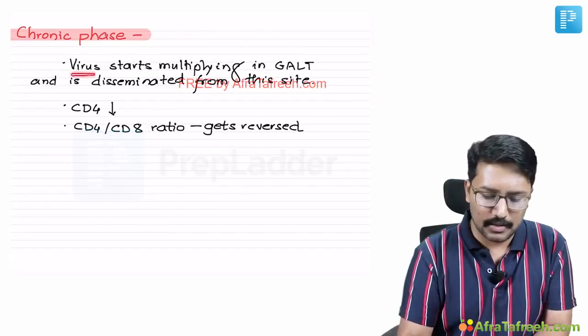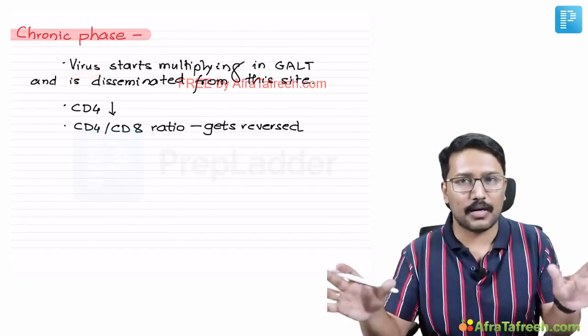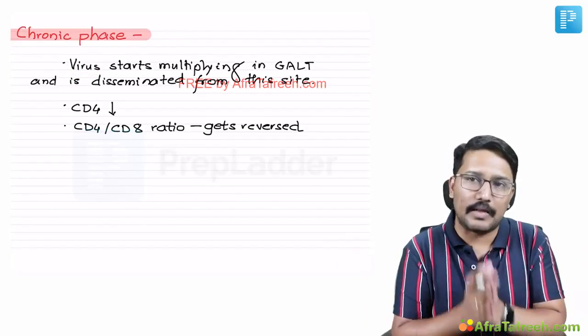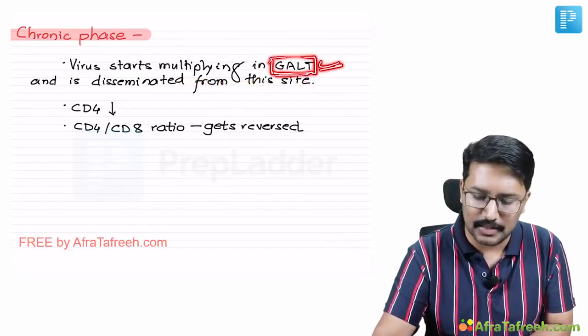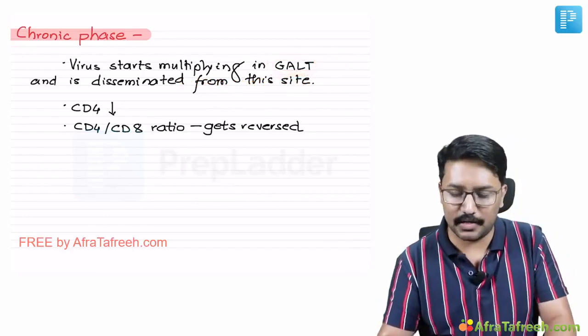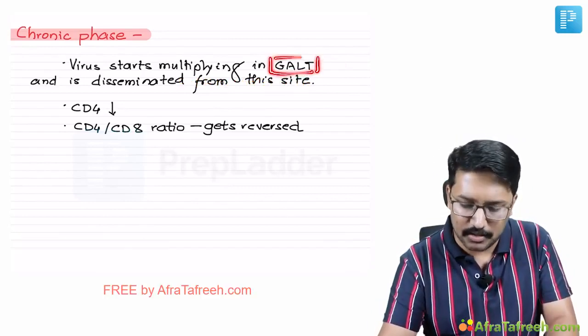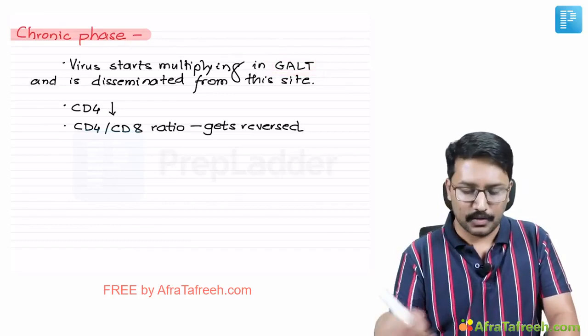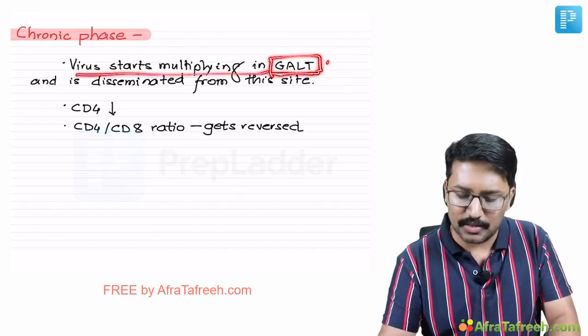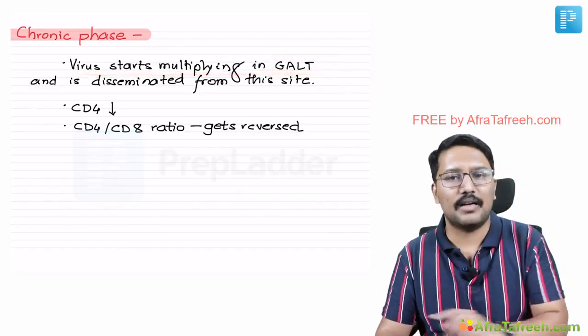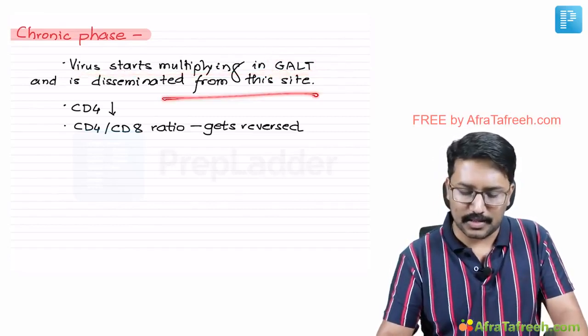In the chronic phase, viruses are retreating from other sites, and they are finding a shelter mainly in the gut associated lymphoid tissue. That is the shelter. As long as they remain in the latent phase, this is the primary shelter for HIV viruses, right? From this point, they start replicating. The virus starts multiplying in gut associated lymphoid tissue, and from there they can start disseminating to the other sites, right?